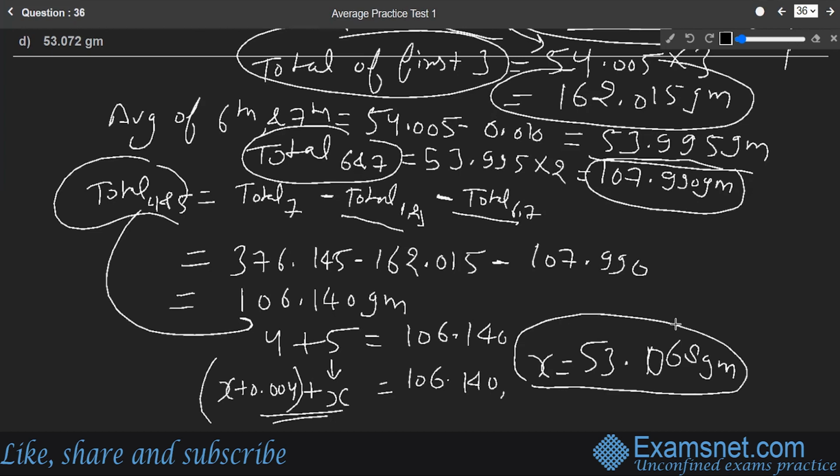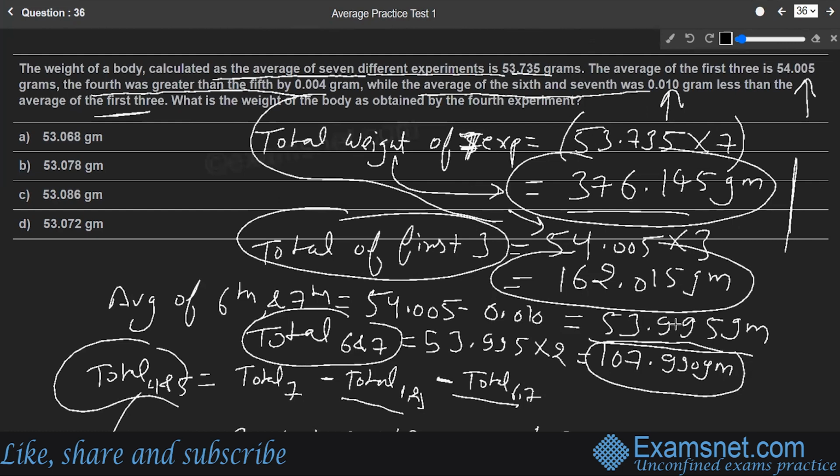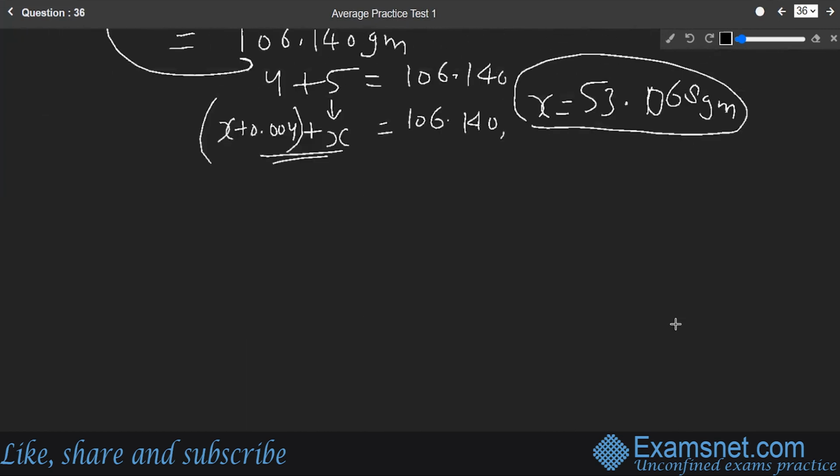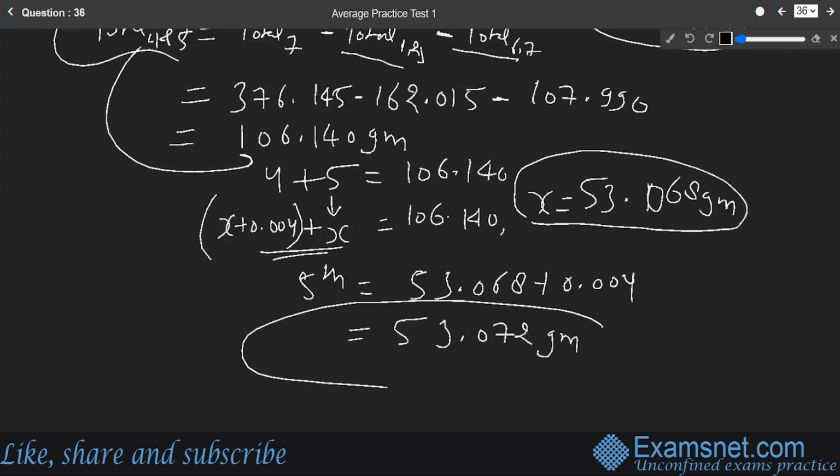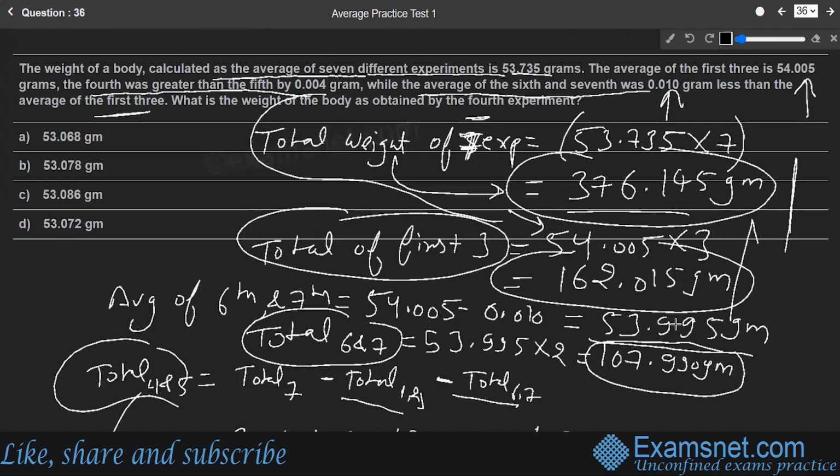So that is what we are supposed to calculate. He has asked for the weight of the body obtained by the fourth experiment. We have got the result for the fifth experiment, so we are supposed to get the result for the fourth experiment. As he said, fourth is greater than the fifth by 0.004 gram. So the fourth experiment is 53.068 plus 0.004. If we calculate this, it comes out to be 53.072 grams. So that is going to be the right answer. It's available in option number D, so that becomes the right answer for us.